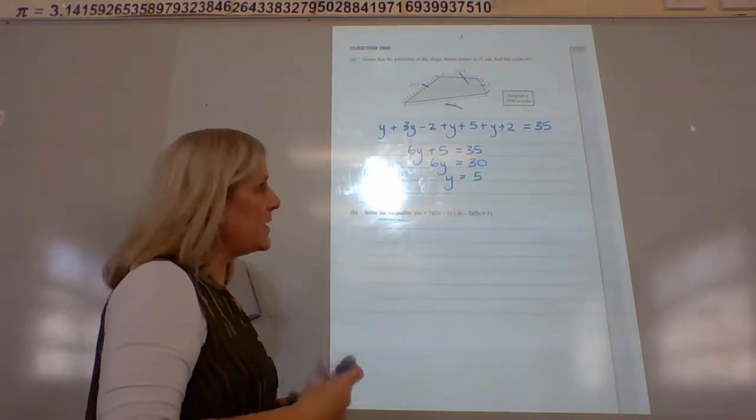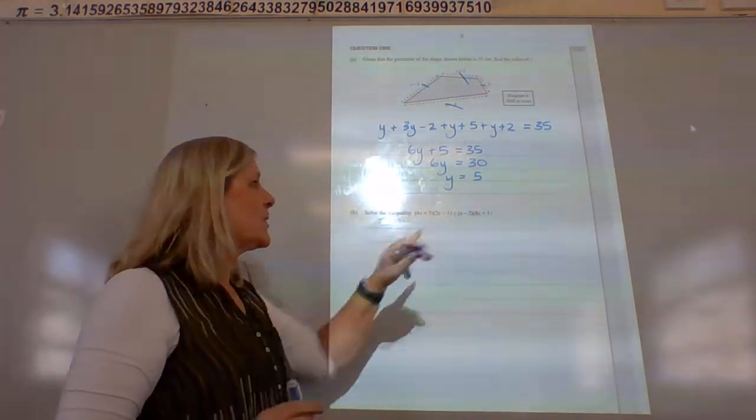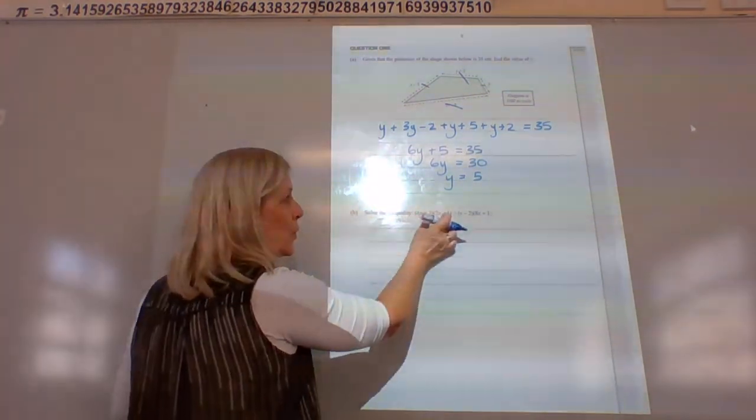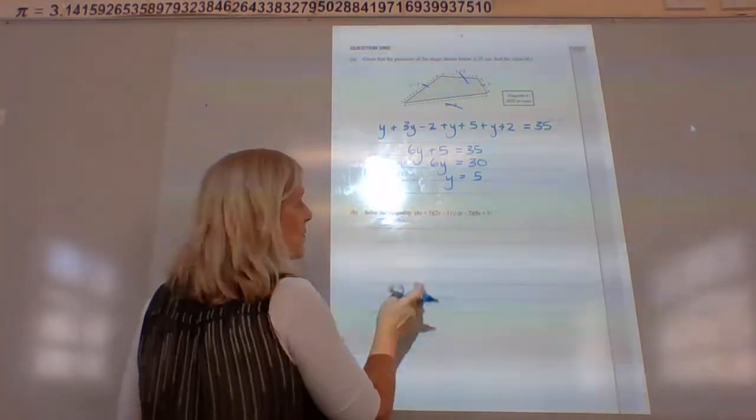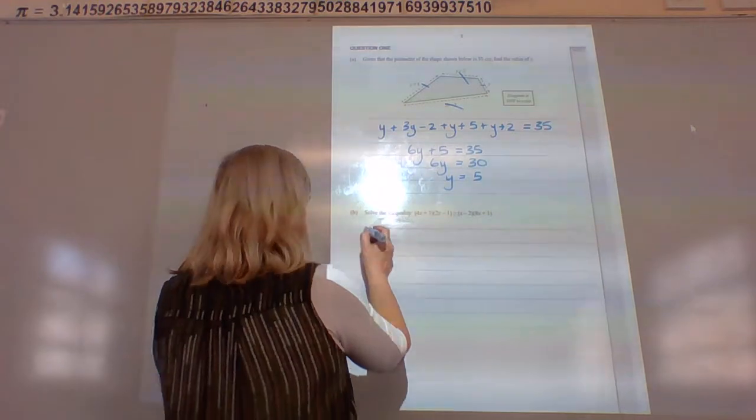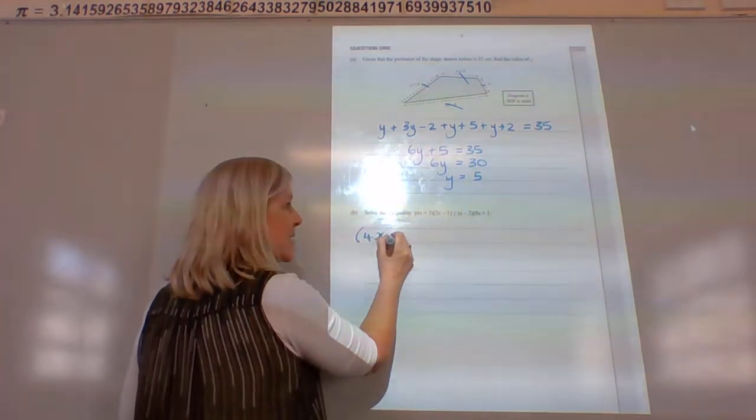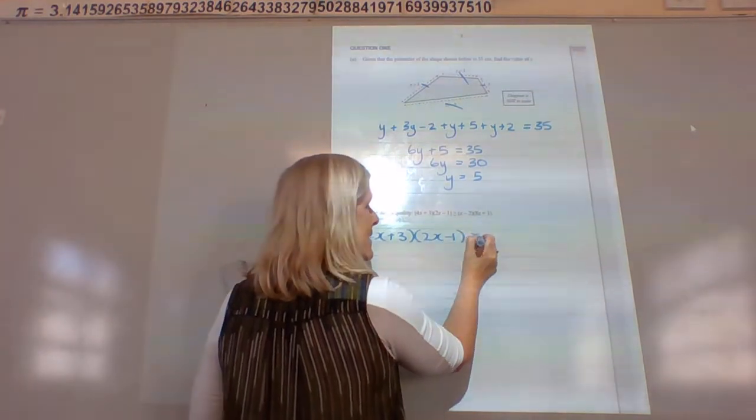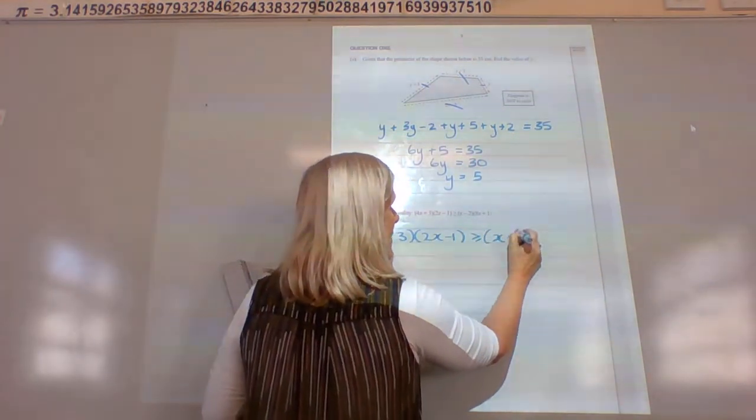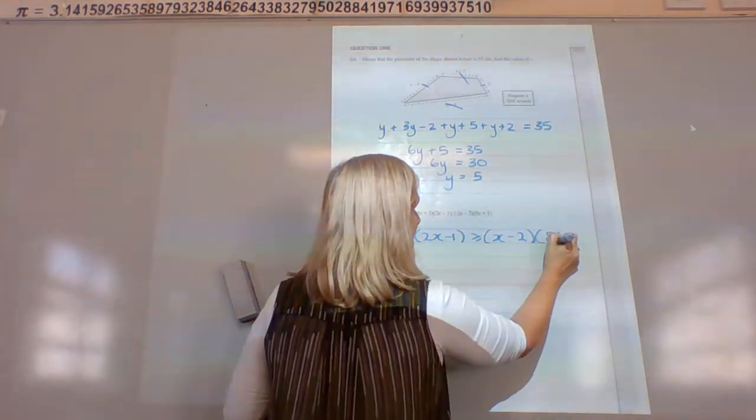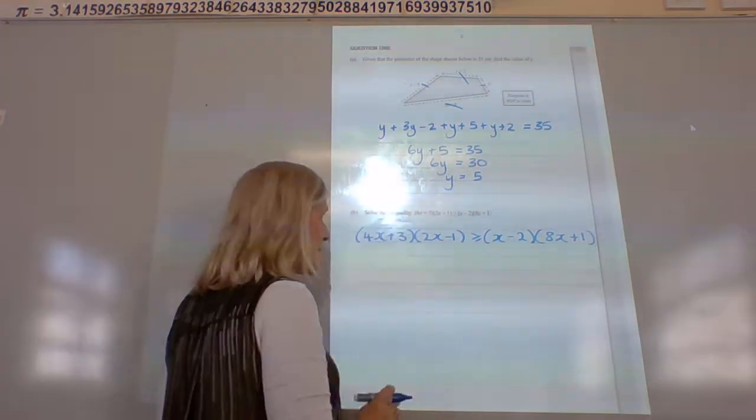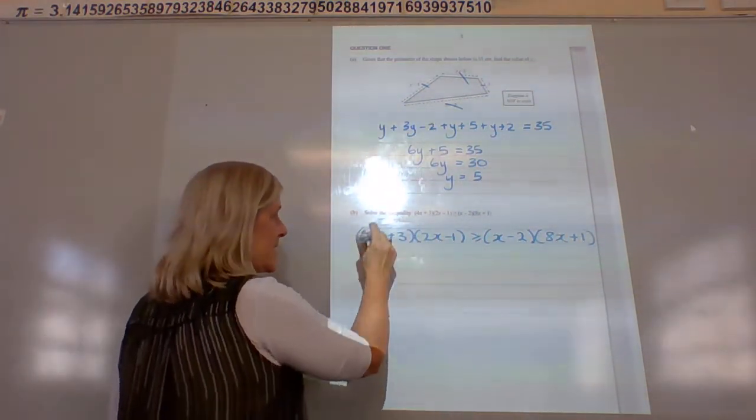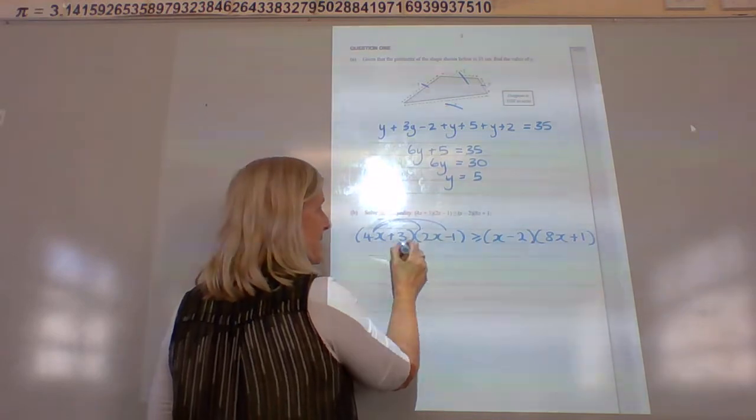So that's considered to be an easy one, right? Solving this inequality, we've got 2 brackets here. We need to multiply out these 2 brackets. So we've got 4x plus 3 and 2x minus 1 is less than or equal to x minus 2 and 8x plus 1. So multiplying this one out first, outside, inside, last.